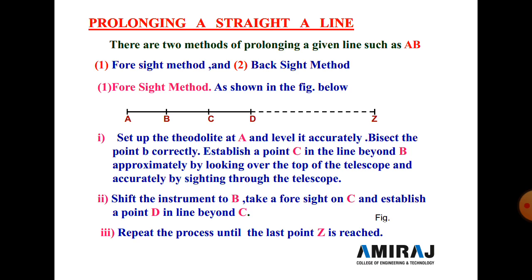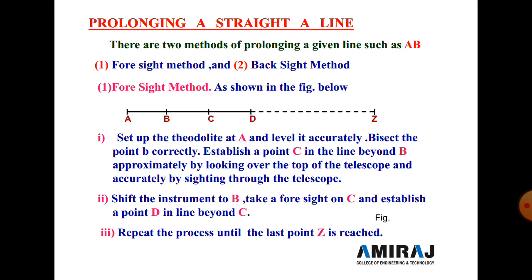Now after that, shift the instrument to point B and bisect the C point and D point ranging rod, which is set through sight through the telescope. So here, from the telescope, the C point and D point ranging rod are perfectly in a straight line.